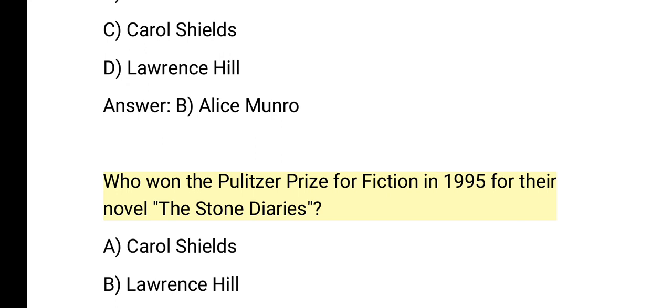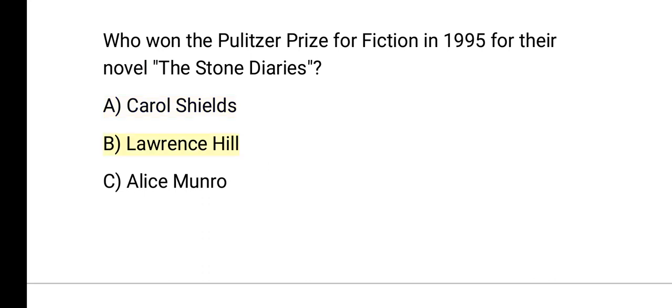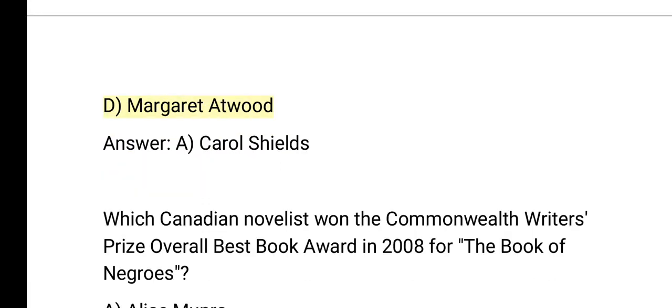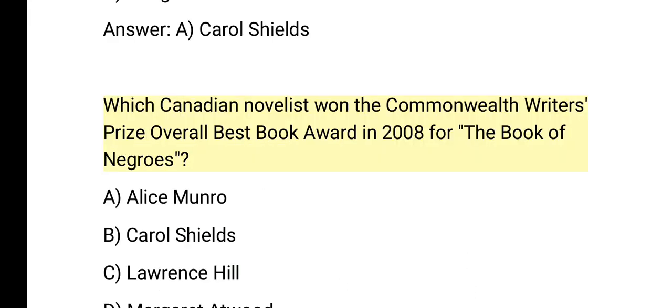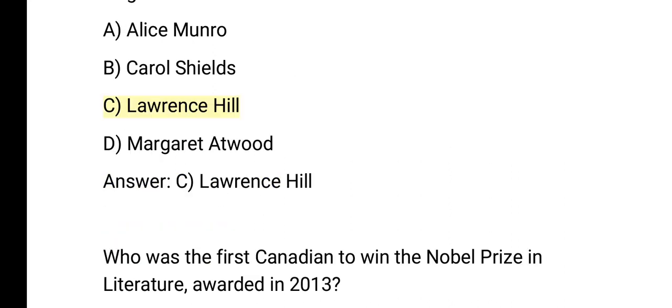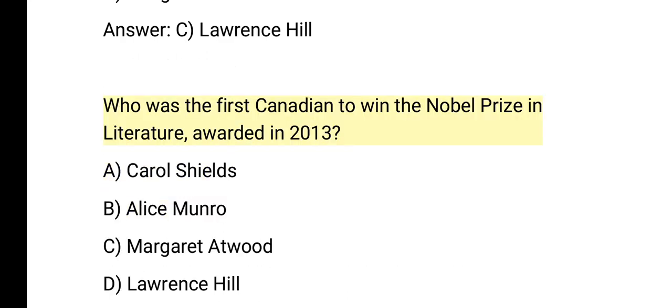Who won the Pulitzer Prize for Fiction in 1995 for their novel, The Stone Diaries? A. Carol Shields. B. Lawrence Hill. C. Alice Munro. D. Margaret Atwood. Answer. A. Carol Shields. Which Canadian novelist won the Commonwealth Writers' Prize Overall Best Book Award in 2008 for The Book of Negroes? A. Alice Munro. B. Carol Shields. C. Lawrence Hill. D. Margaret Atwood. Answer. C. Lawrence Hill.